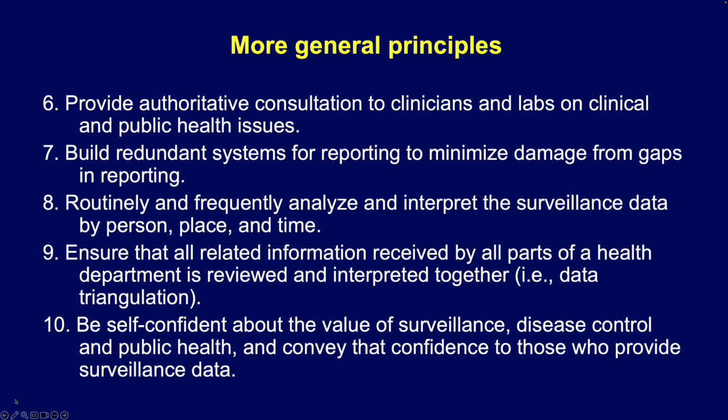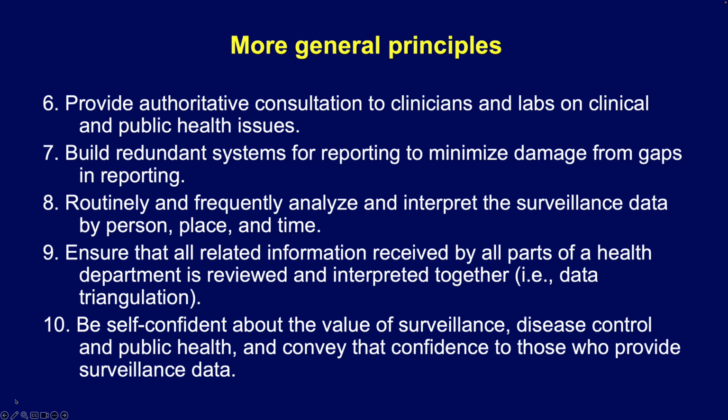We'll see examples of why it's important to build some redundancy into reporting systems. So, for example, you might have providers and labs reporting the same information because you know that not all of them are going to report every single time, and so it helps to fill gaps in the reporting system. There's also a need to take a look at and routinely analyze the reported data and interpret it. You need to break it down by person, place, and time. And that way you can help ensure that the related information is useful, and that it's received by everyone and that it's interpreted together. You'll develop a story from the data that you get from surveillance, and it needs to be interpreted in the context of other things that are happening related to that condition.